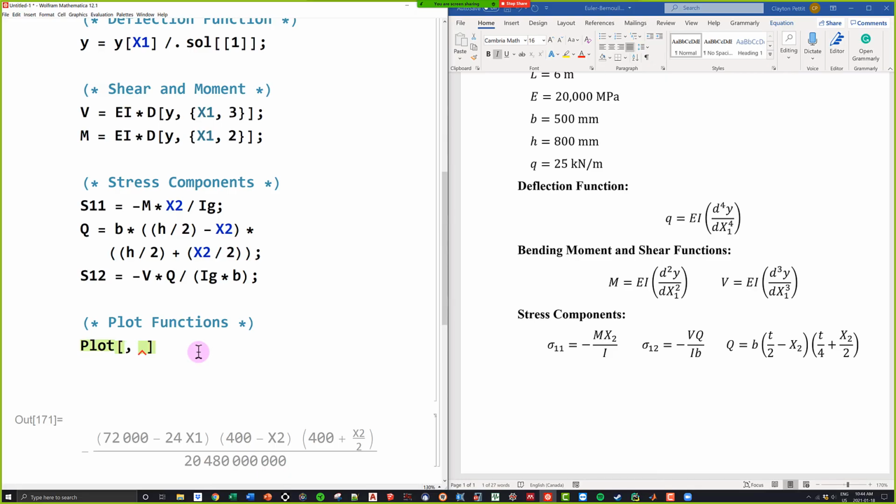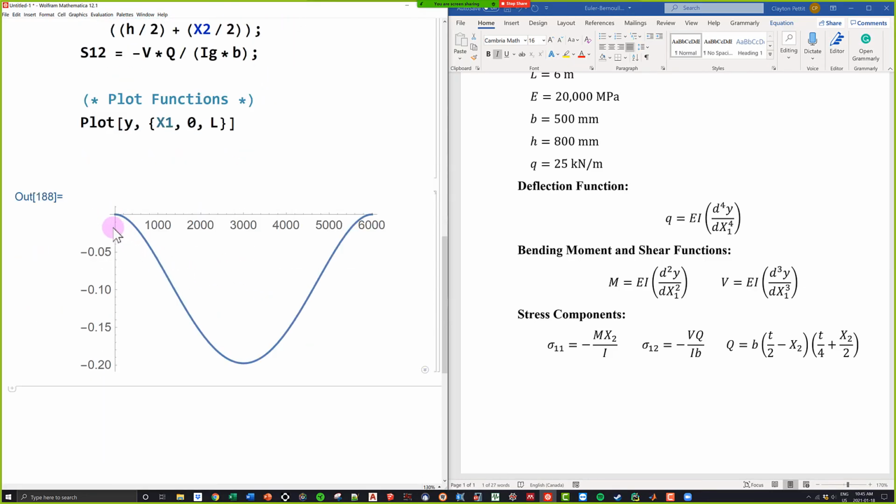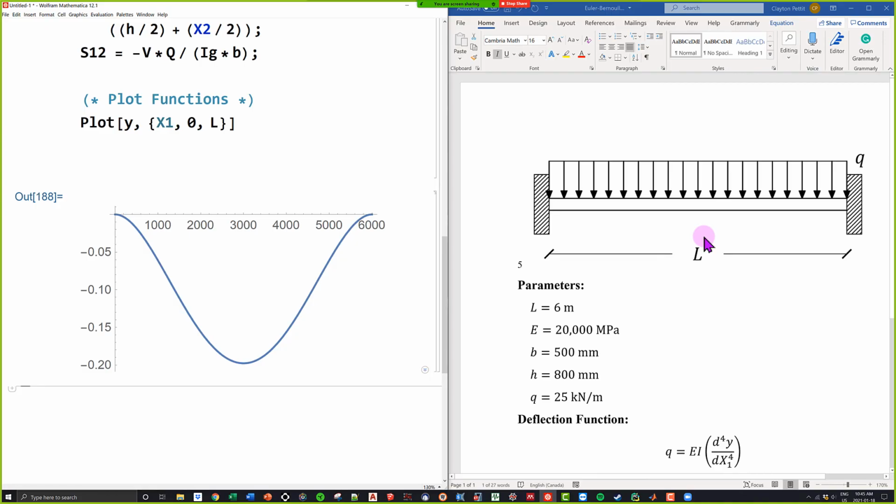So I'm going to have one comma here. The first argument is what function do you want to plot? So let's say I want to plot the deflection. Well, I know that that function is going to be y. And then the second one, of course, is going to be what is the variable and what are the limits? So I'm going to go squiggle brackets, and the first thing I'm going to say is, I want to plot this over x1. I want to plot it over the length of the beam. Now, the length of the beam goes from 0 all the way to L. So just like that. And if I were to run this, I now have my deflection function for the beam, which makes sense. This is exactly what you would expect for the beam under these loading scenarios.